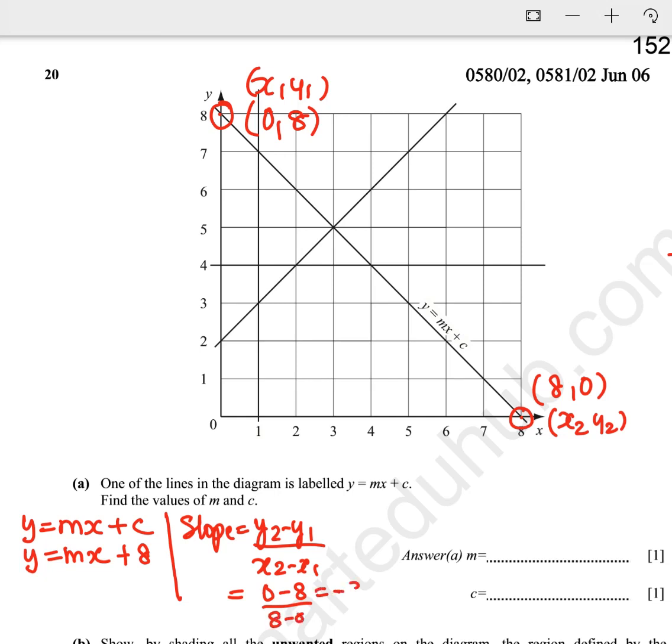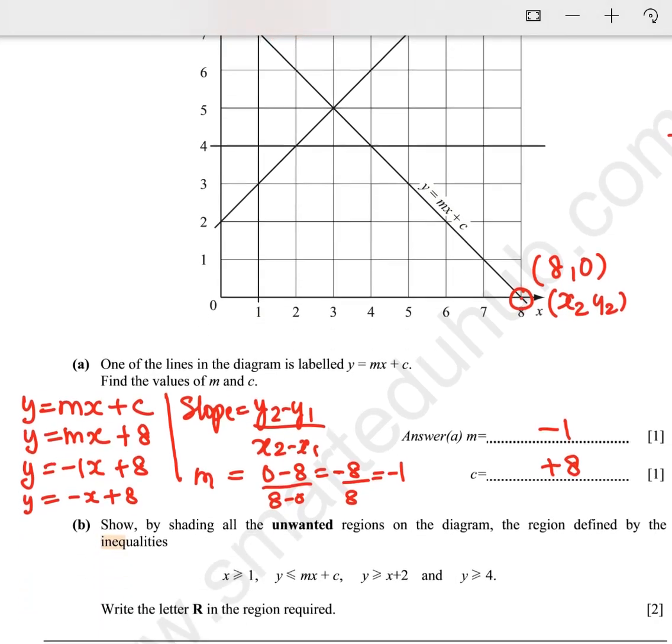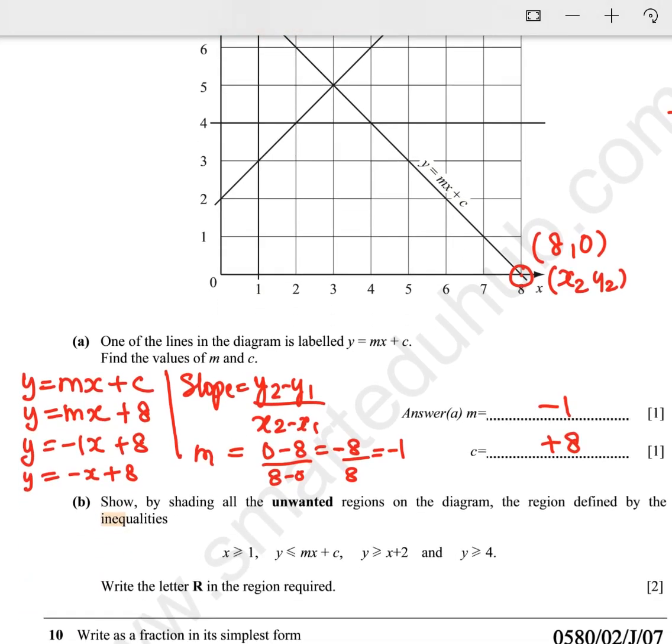So what do I get? I get minus 8 divided by 8, which is equal to minus 1. So my slope is minus 1. So my equation of the line will be y equals minus 1x plus 8, or simply y equals minus x plus 8. So in this case, m is minus 1, and c is the y-intercept, which is plus 8. For this we again get 1 mark each.